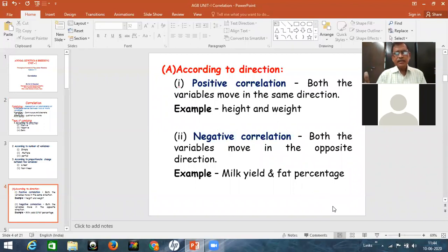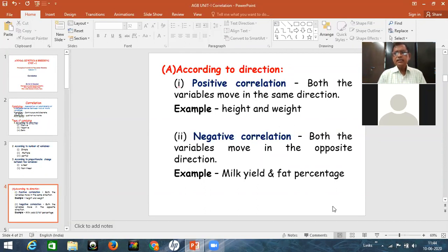If height घटेगा तो weight भी घटेगा, length घटेगा तो वजन भी कम होगा. So that means both the variables move in the same direction. Either both are increasing or both are decreasing. When we find this type of nature between the two variables, then we say they are positively correlated.